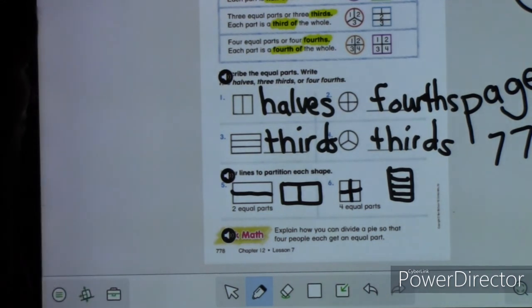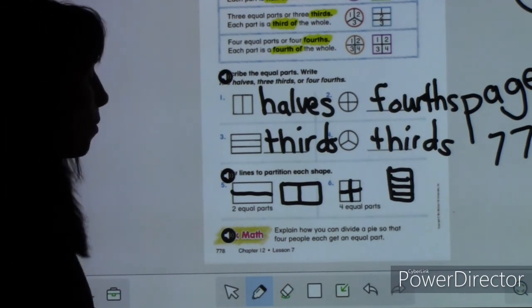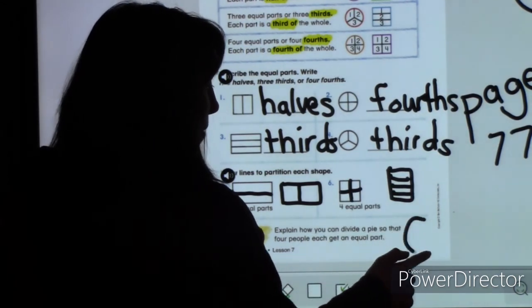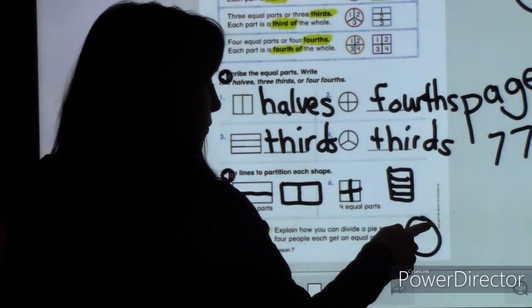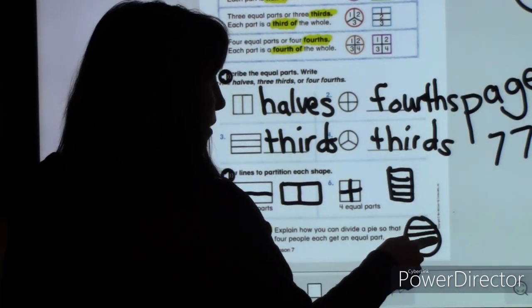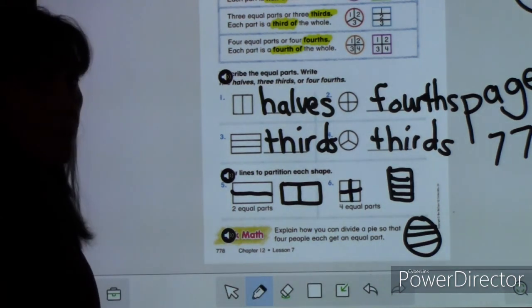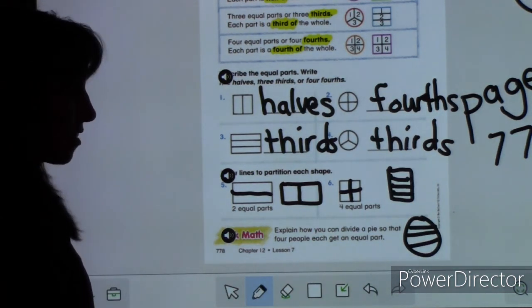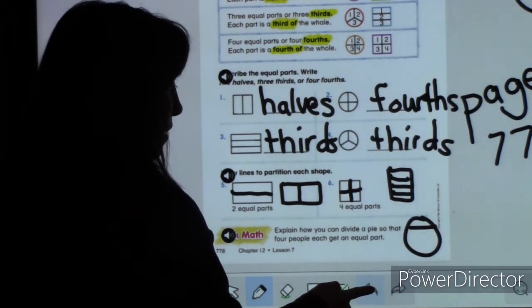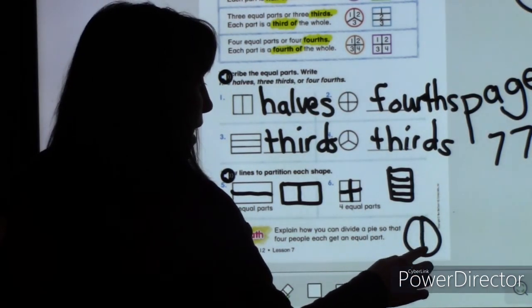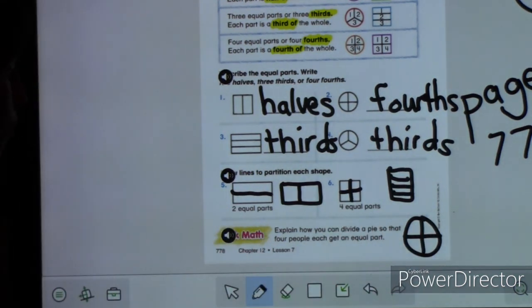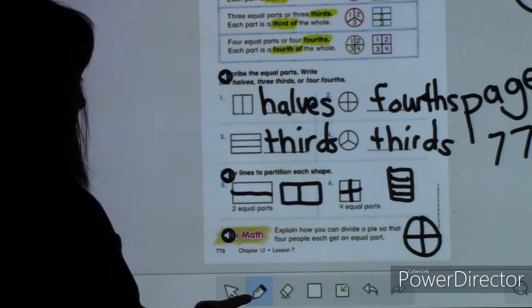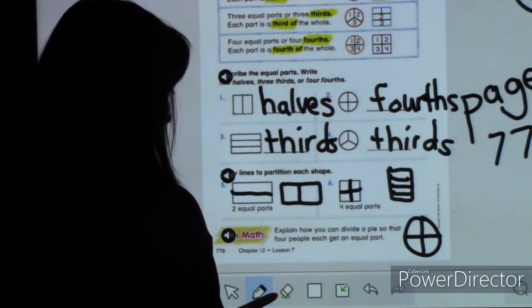Our talk math at the bottom says to explain how you can divide a pie so that 4 people each get equal parts. So I'm actually going to draw my pie. Okay? I want the 4 people to get equal parts. So if I divide the pie like this, are those equal parts? Is everybody getting the same amount? They're not, so that doesn't work. I'm going to divide it in half, and then I'm going to divide my halves in half again. Are those equal parts? If my circle is perfect, they will be equal parts.